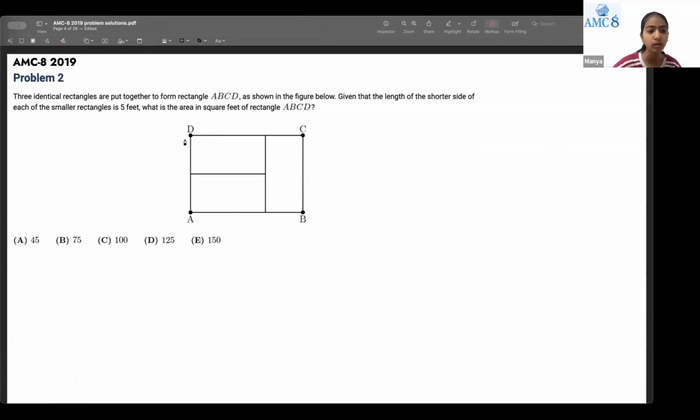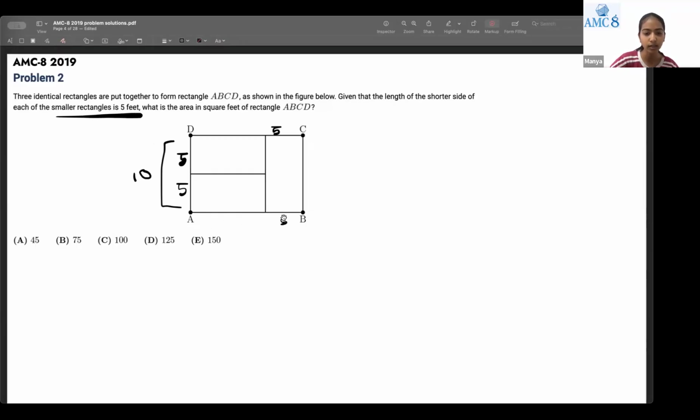First, to find out the area, we know that the length of each of the shorter sides of the smaller rectangles is 5 feet. So this is 5 feet, this would be 5 feet, and this would be 5 feet, this would be 5 feet, this would be 5 feet as well. And so to find the total length of AD, we would have to do 5 plus 5, which is equal to 10. So AD is equal to 10. That also means that CB is also equal to 10.